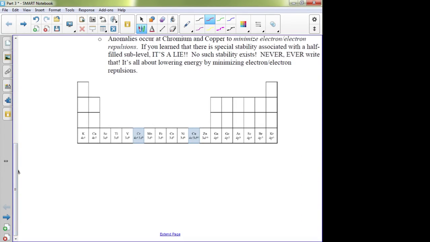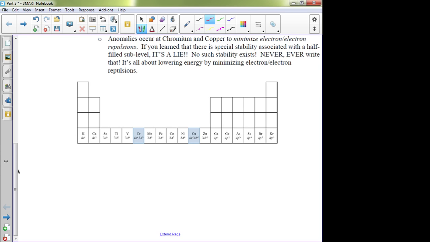Let's talk about this down here. On the AP exam, they are not going to give you one of the exceptions to the rule and ask you to give the electron configuration for it and expect you to know the exception. What they would do is give you the exception themselves and then ask you to explain why.